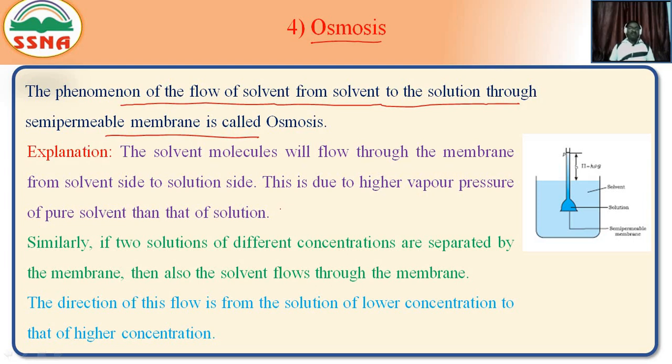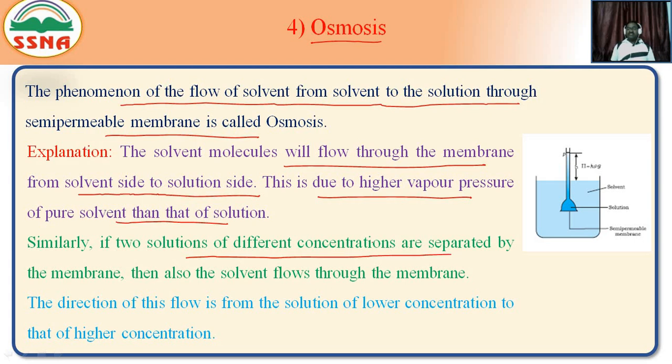Through a semi-permeable membrane, the solvent molecules will flow through the membrane from solvent side to solution side. This is due to the higher vapor pressure of pure solvent than that of the solution. Similarly, when two solutions of different concentrations are separated by a membrane, then also solvent flows through the membrane. The direction of this flow is from the solution of lower concentration to higher concentration. That is called osmosis.